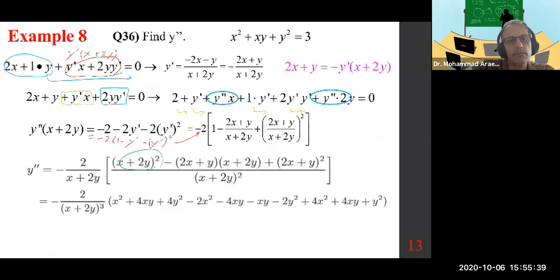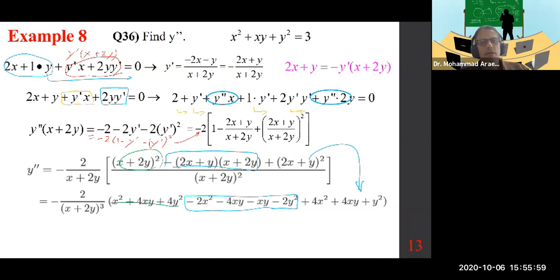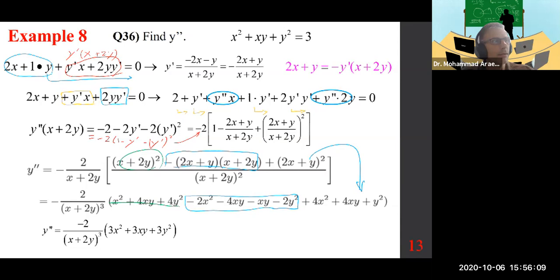This one is this. This one is this part. And the last part. Now you combine them. And this is what you get. I'm assuming there's a lot of algebra here, class. I'm assuming we are comfortable with that.